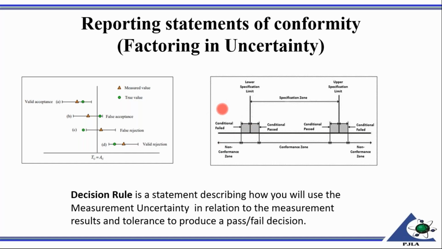If you're going past here, that's going to be a fail. It's going to be too high or too low. But this nice little sweet spot here, that's going to be the pass. Even if, let's say, it's at the edge of this here, it's going to be a pass, depending on how you're doing the decision rule. So, a decision rule is a statement describing how you will use the measurement uncertainty in relation to the measurement results and tolerance to produce a pass-fail decision. How are you determining if it's passing or failing is essentially what that's saying.